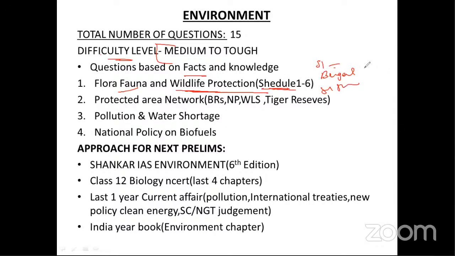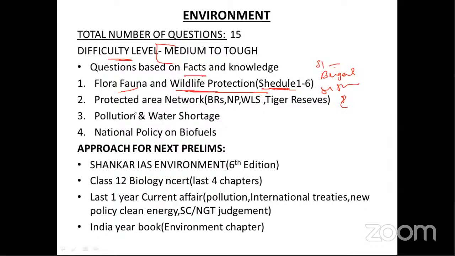What IUCN has declared, whether it's endangered, critically endangered, or vulnerable, or whether it's included in Schedule 1 of the Wildlife Protection Act 1972 or Schedule 2. So this much information is required. Flora and fauna, Wildlife Protection Act 1972. For environment, there is not a single NCERT book where you can find all the information. That's why you have to depend on current affairs. And current affairs means a lot of factual information is required here with proper understanding.